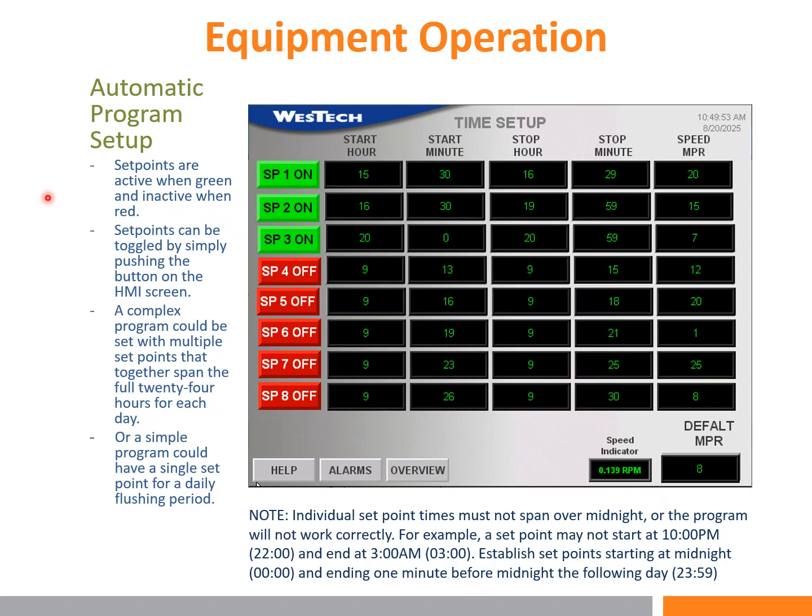So the first set point from 10 to midnight, you would have to do your stop hour at 23 and your stop minute at 59. And then from starting at midnight to 3, you would have your start hour at 0 and your start minute at 0 as well. So you just can't have it split over midnight.